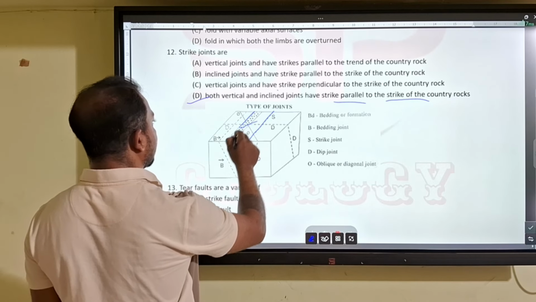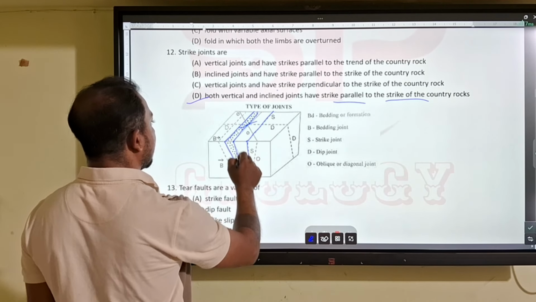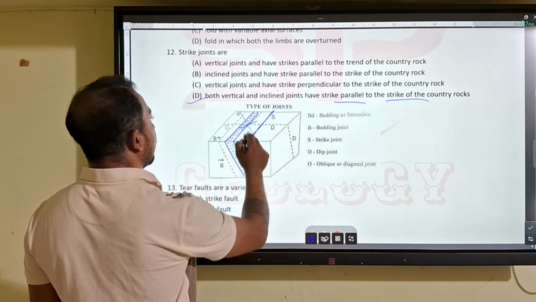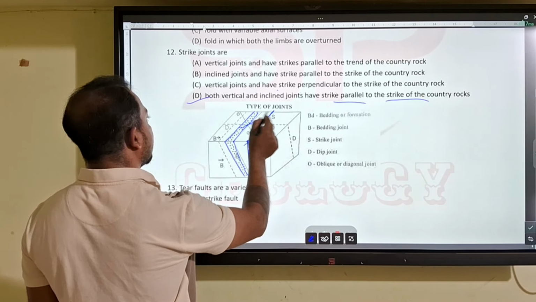This is a country rock. The strike of the joint is parallel to the strike of the country rock. If it is inclined, it is called oblique. And if the dip of the joint is parallel to the strike of the country rock, it is called a dip joint.